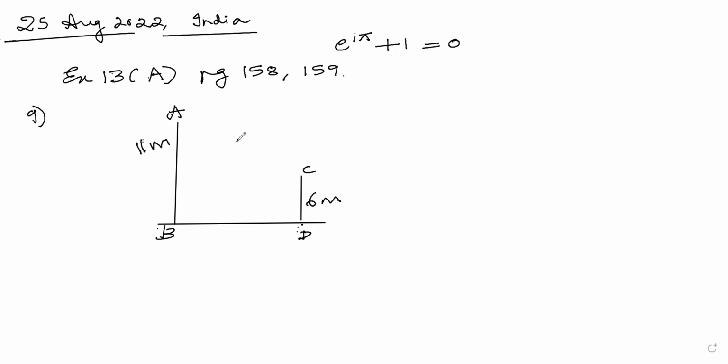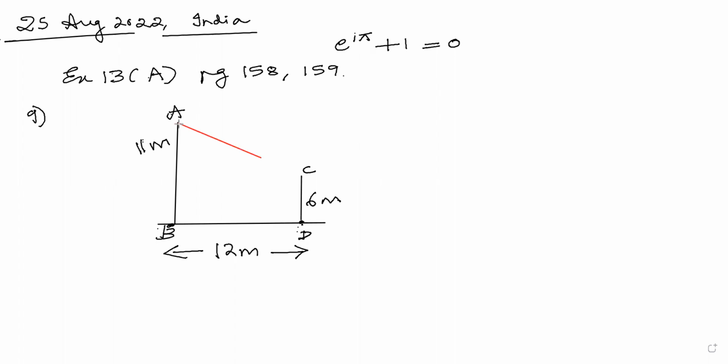If the distance between their feet is 12 meters, this BD is given as 12 meters. B represents the foot of the first pole, D represents the foot of the second pole. So the distance between the feet is 12 meters. Find the distance between the tips. I'll change the color for you to understand. We want the distance between the tips, this distance.